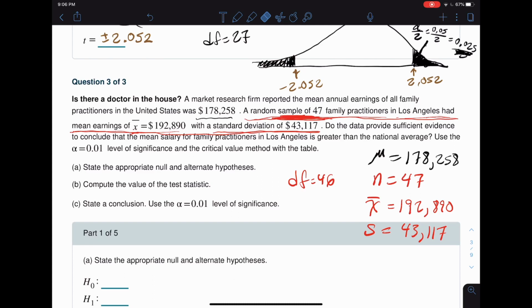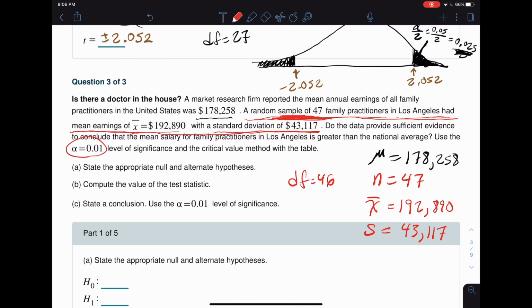What else do we need? Do the data provide sufficient evidence to conclude that the mean salary for family practitioners in Los Angeles is greater than the national average? Use an alpha significance level of 0.01.